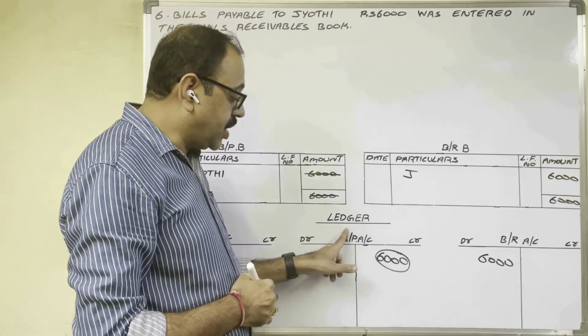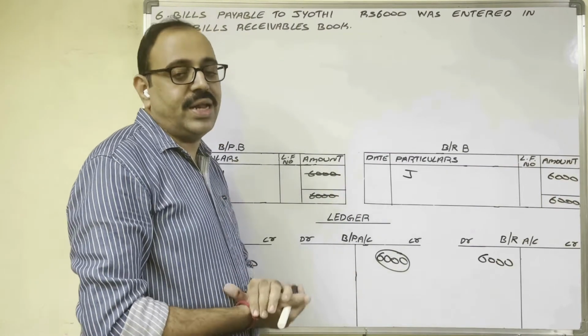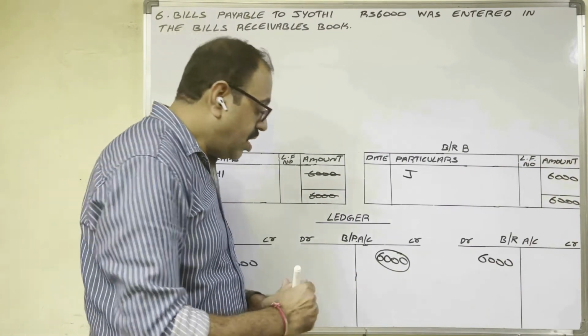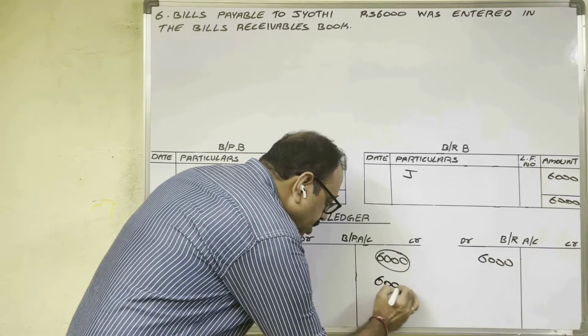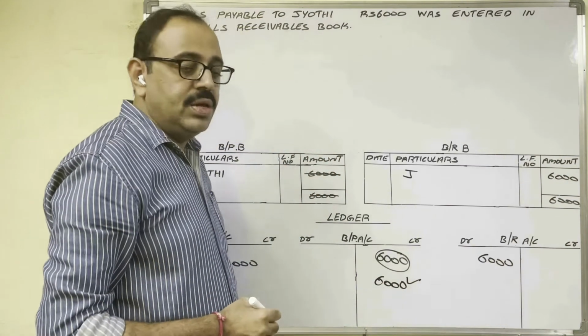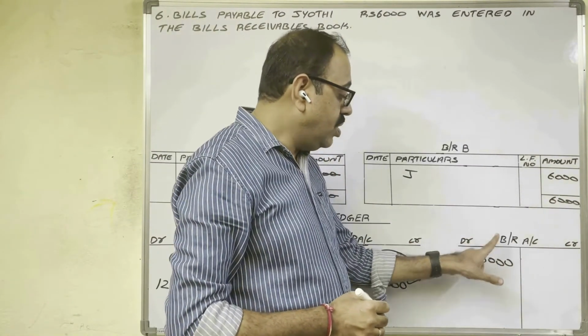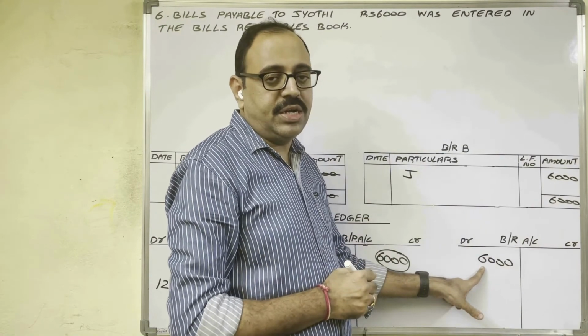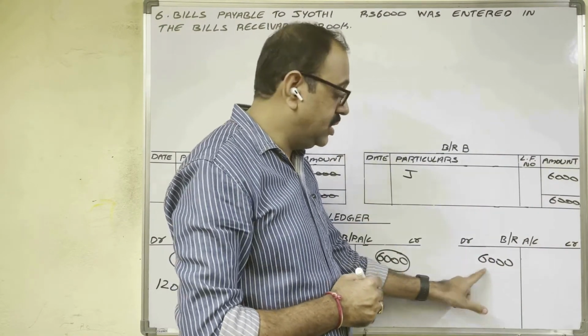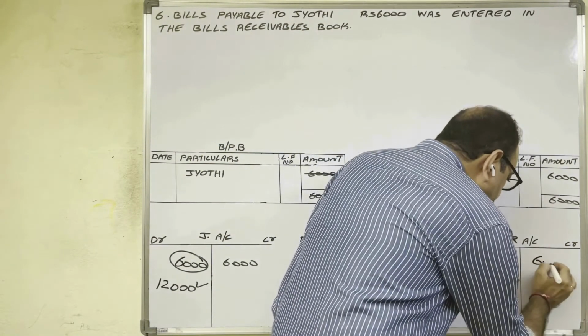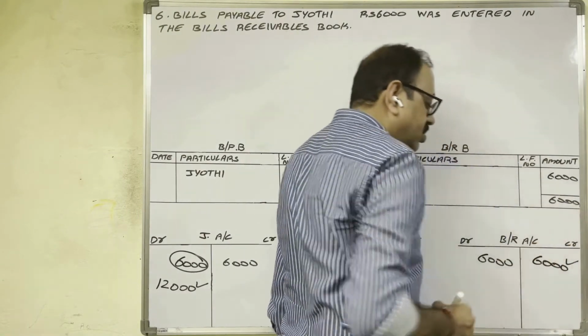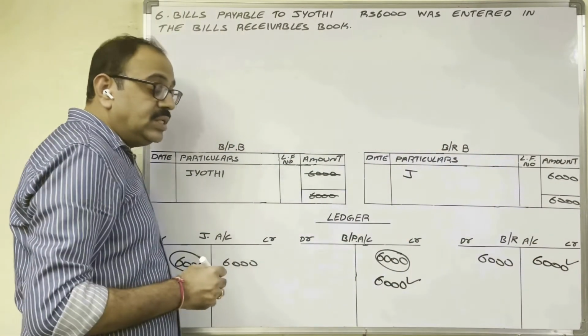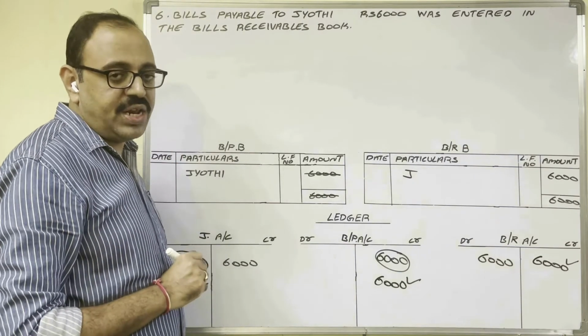In bills payables account, 6,000 was not credited. This is a mistake. How to rectify this mistake? Credit 6,000. In bills receivables account, wrongly 6,000 was debited. Now we should cancel this. For that, we should credit 6,000 rupees in this account. Based on the answers, frame the rectification of error entry.